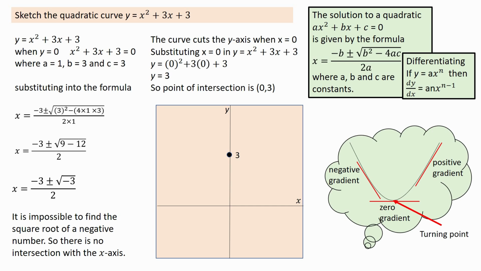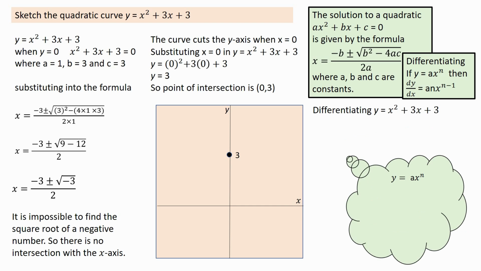By finding the derivative of y, referred to as dy by dx, the gradient at any point on the curve can be found. Each term in the quadratic is of the form ax to the n. a is a constant and n the power of x. The term ax to the n can be thought of as a times x to the n. To differentiate, multiply the constant a by the power n and decrease the power of x by 1, giving the derivative of y as anx to the n minus 1.